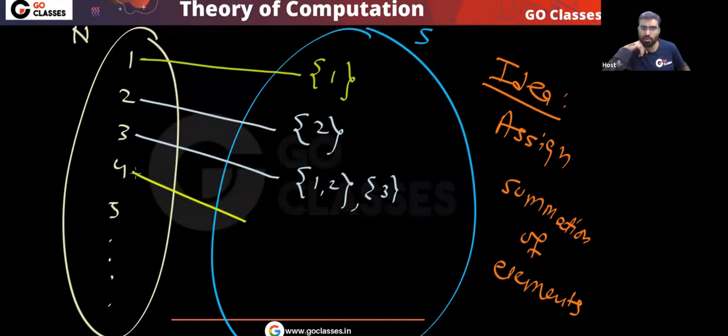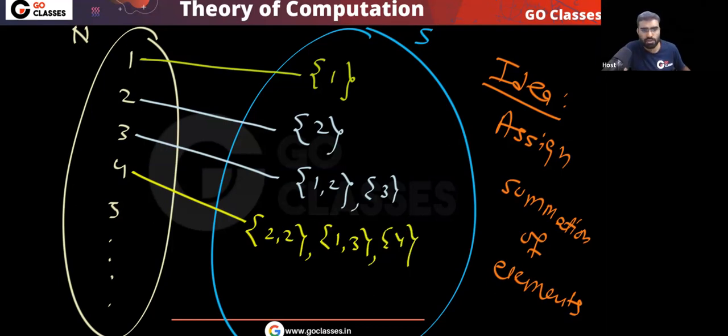To this 4, how many will you assign? You can assign 2, 2. You can assign 1, 3. You can assign 4 also. So you can notice, you can assign 4, 1 3, and 2 2. What else? Is there something else? I think that's it, right? No.